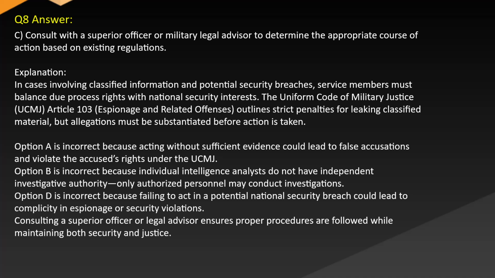Option A is incorrect because acting without sufficient evidence could lead to false accusations and violate the accused's rights. Option B is incorrect because individual intelligence analysts do not have independent investigative authority. Only authorized personnel may conduct investigations. Option D is incorrect because failing to act in a potential national security breach could lead to complicity in espionage or security violations. Consulting a superior officer or legal advisor ensures proper procedures are followed while maintaining both security and justice.